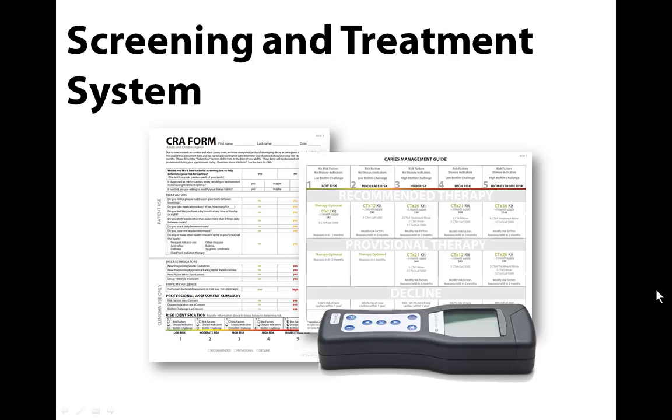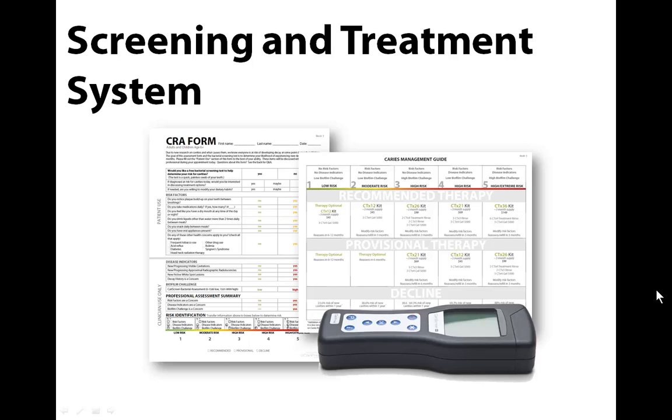Our first program is the Screening and Treatment System. This program uses the Caries Risk Assessment, or CRA form, to gather 3 data points, including risk factors, disease indicators, and biofilm challenge. The biofilm challenge is a score given by the Caries Screen Meter that measures biofilm activity levels. Using this information, you will be able to determine your patient's caries risk level on a scale from low to extreme. You will then use the Caries Management Guide to determine the proper therapy recommendations and treatment products for your patient.